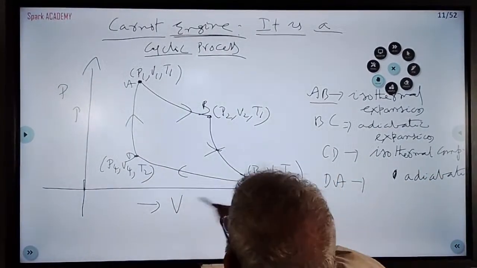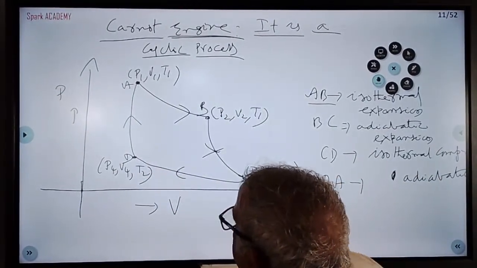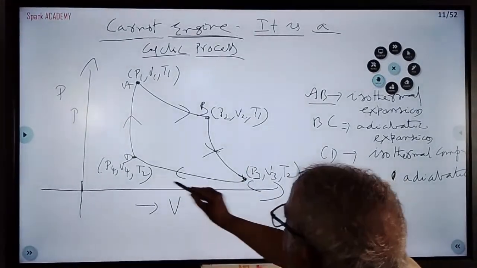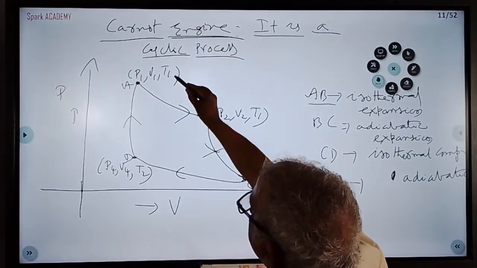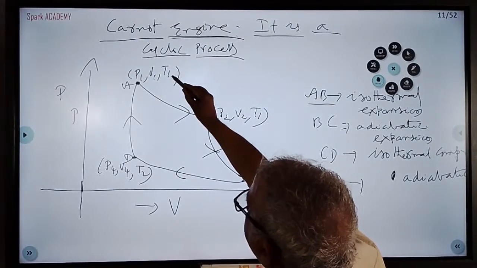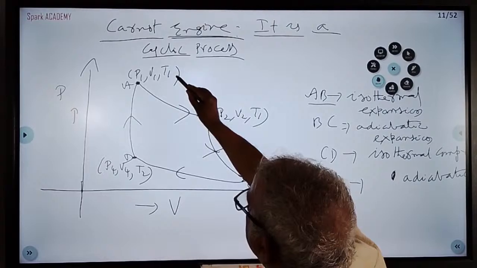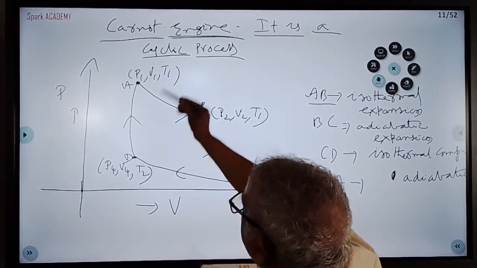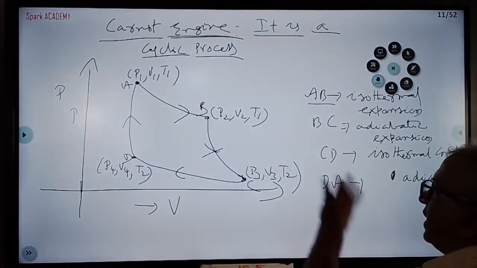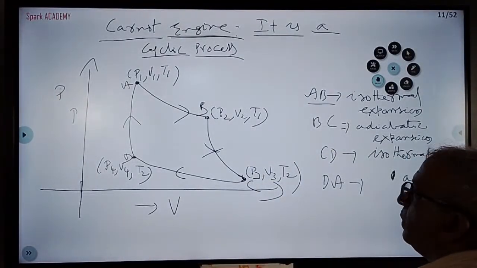Isothermal compression. Volume is decreasing. Temperature is remaining the same. Adiabatic compression. Temperature is changing. So it is coming again to the initial temperature. What is the initial temperature? T1. It starts from T1 and comes back to the same initial temperature. Therefore, in a cyclic process the change in internal energy is 0.